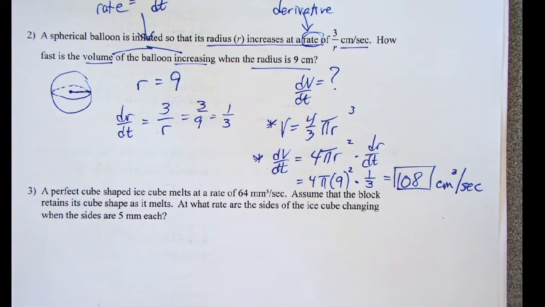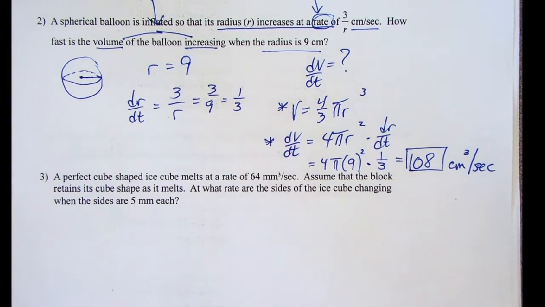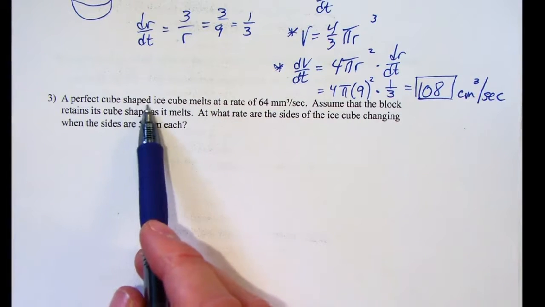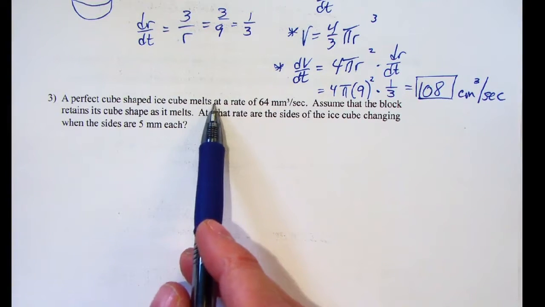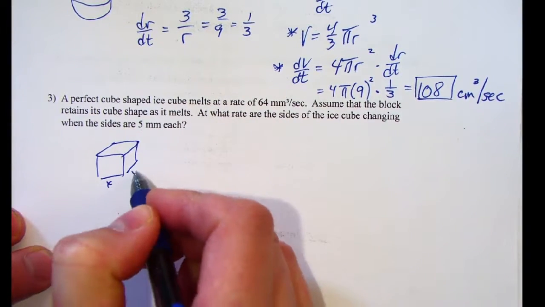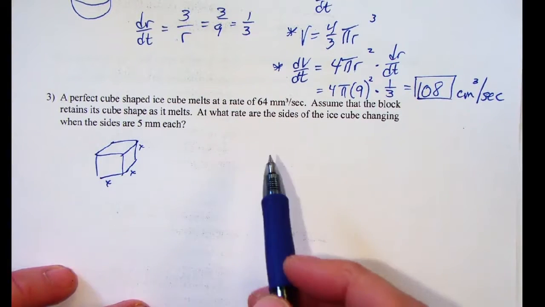Alright, let's look at 3. So this is another one that's not too bad. It's not like number 1 where you need extra information or something weird. So we got a perfect cube shaped ice cube. So I know it's a cube, so this is like x, x, x. The block would change its cube shape as it melts.